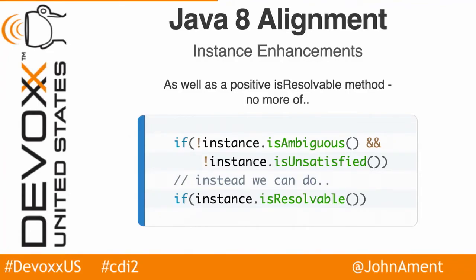Which led us to another feature. This isn't really Java 8 related, wasn't quite sure where to put it, but you can now do a very simple instance is resolvable method. Previously, you had to do things like if instance is not ambiguous and instance is not unsatisfied, which gave you very clear issues, like you can check to see, is there only one bean of this type available, or is it actually satisfied based on the resolution that I may have done? You can now check to see if that instance object is now fully resolved and do work against it.